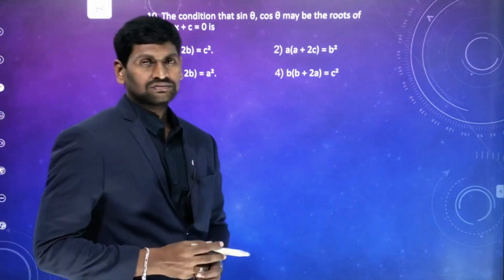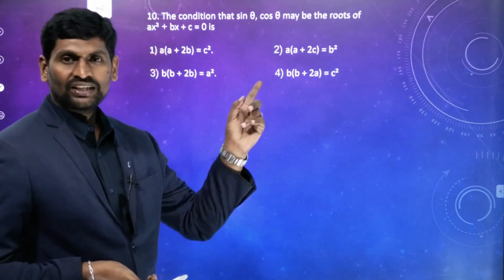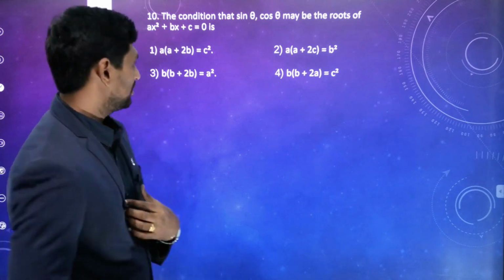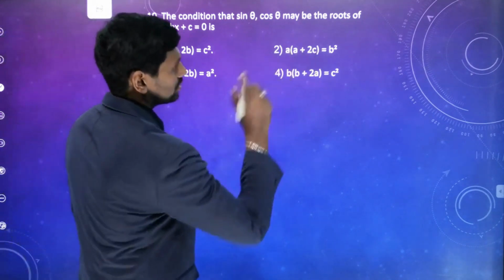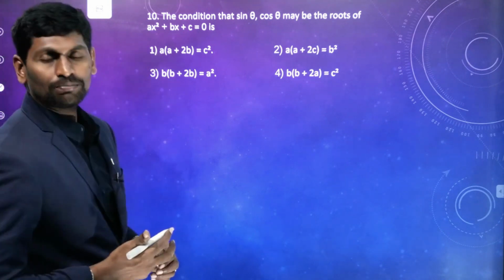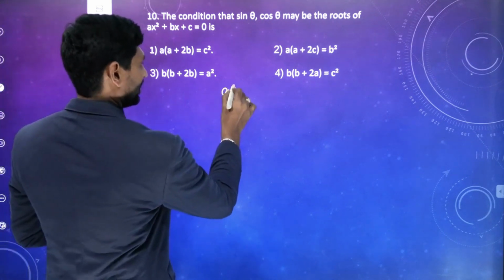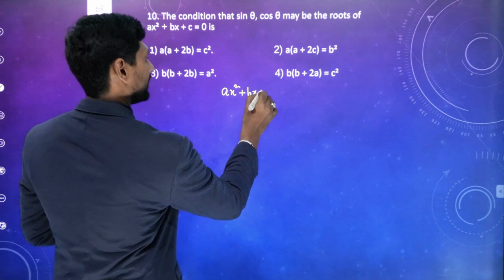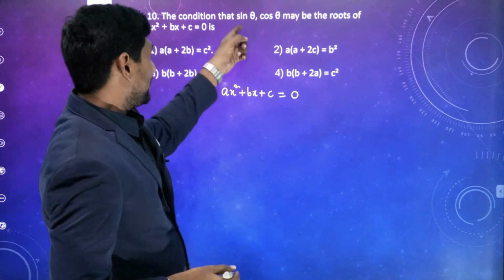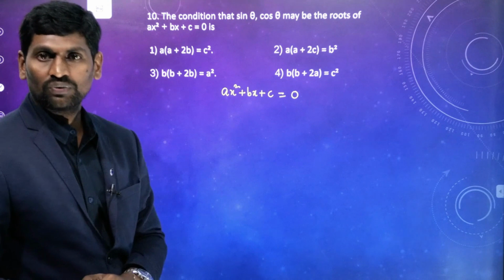The condition that sin theta and cos theta may be the roots. That means sin theta is alpha, cos theta is beta. We are taking like that. Now, sum of roots and product of roots of this equation ax square plus bx plus c equals 0. So what is the equation? ax square plus bx plus c equal to 0, nothing but the general form. And sin theta, cos theta are roots of the given equation.